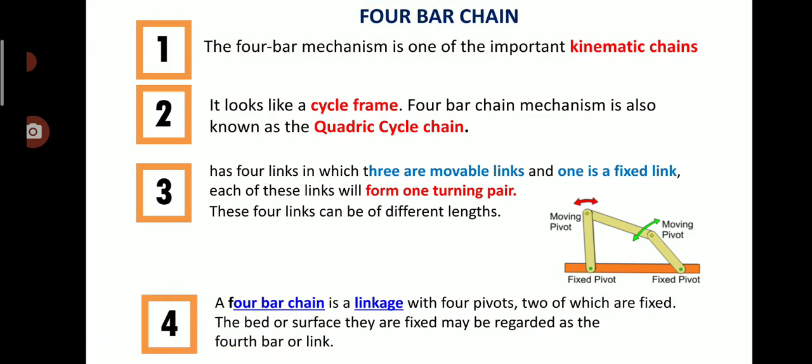A 4-bar chain is a linkage of 4 pivots, 2 of which are fixed. The bed or surface to which they are fixed may be regarded as the fourth bar or link. So 4 pivots are there, out of which 2 are fixed, and in this way we have 2 fixed pivots and 2 moving pivots, as you can see in this sketch.